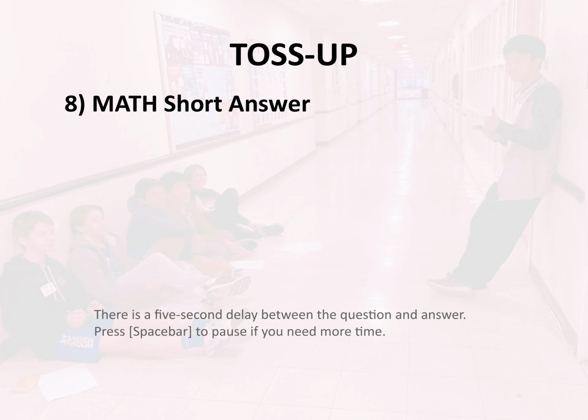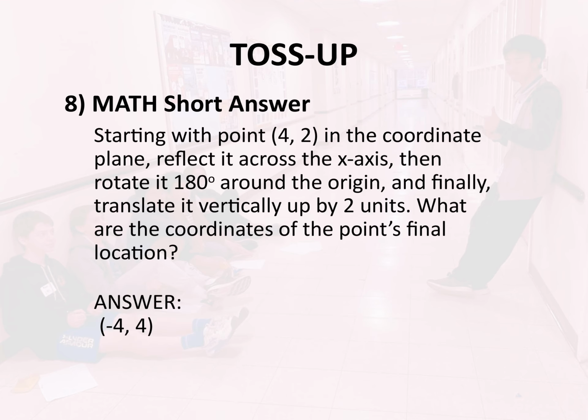Toss-up 8. Math. Short answer. Starting with point 4, 2 in the coordinate plane, reflected across the x-axis, then rotated 180 degrees around the origin, and finally, translated vertically up by 2 units. What are the coordinates of the point's final location? Answer: -4, 4.